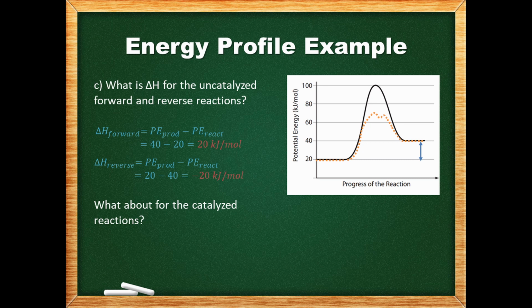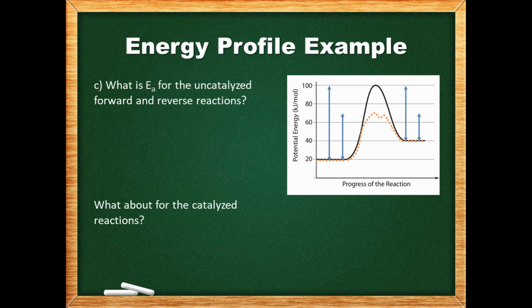The question also asks about delta H for the catalyzed reaction. However, the answers would just be the same as above, as catalysts do not affect the potential energy of reactants or products. Now we must find the activation energy for the forward and reverse uncatalyzed reactions. To determine this for the forward reaction, we subtract the potential energy of the reactants from the potential energy of the uncatalyzed activated complex. For the reverse reaction, we do this as well, remembering that the reactants and products are swapped for the forward and reverse reactions.